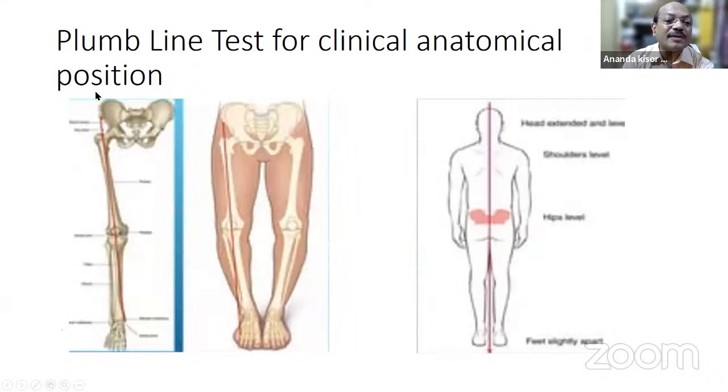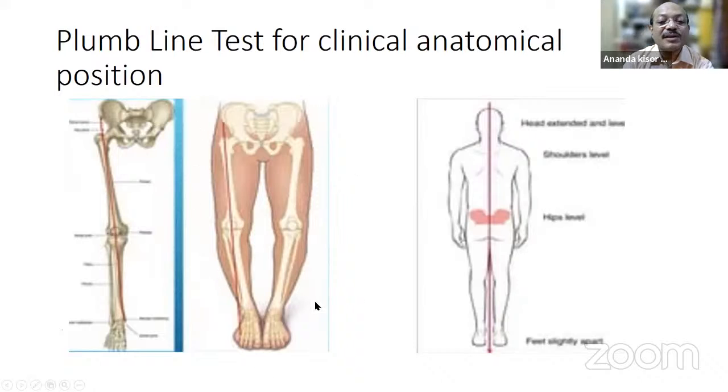So this is the plumb line test. This is the anatomical axis measurement. It is basically a clinical test. If we draw a straight line from the anterior superior iliac spine, it will go through the center of the patella, and if it goes further down, it should normally reach the medial malleolus. This is a clinical test, and the radiological test is the orthoroentgenogram. So the center of the hip, center of the patella, should go through the center of the ankle.